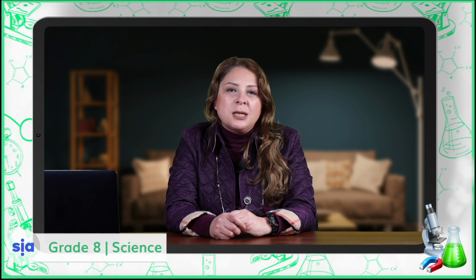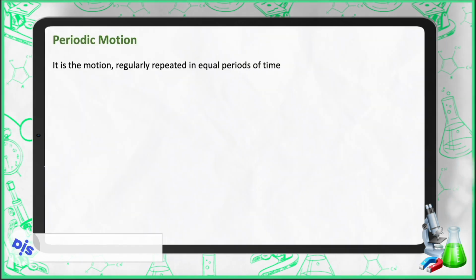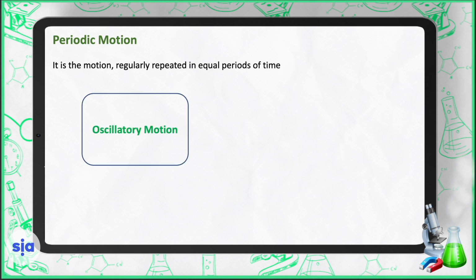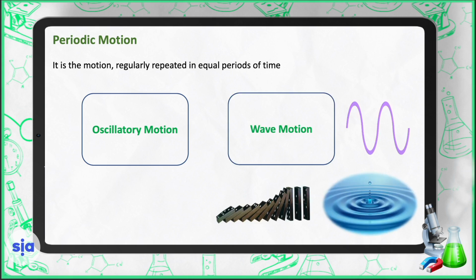Dear students, welcome to our science episode. Today we are going to continue discussing wave motion. We know from the previous episodes that periodic motion is regularly repeated in equal periods of time, and oscillatory motion is an example. The second example is the wave motion.